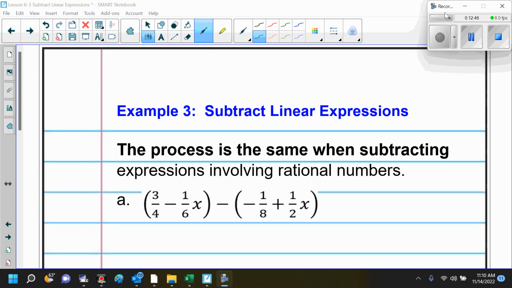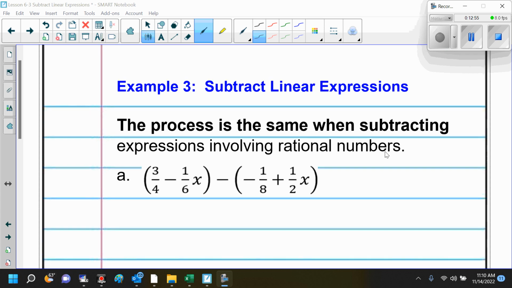So example 3 is subtracting linear expressions. And it says here, you don't have to write it down, the process is the same when subtracting expressions involving rational numbers. We're still going to combine our like terms. We're still going to distribute this negative 1 throughout the parentheses.